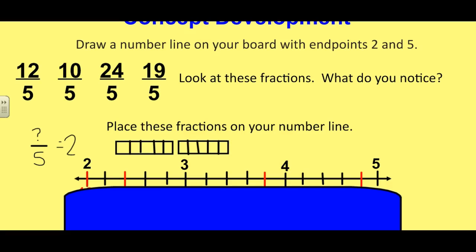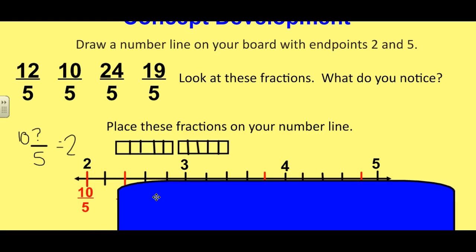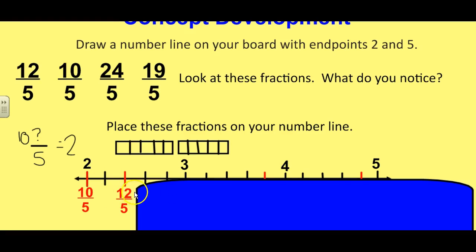So altogether I would shade in 10/5, and I know that this number that goes at the top as my numerator is 10. So 10/5 is actually going to go right under 2. So you need to be putting that on your number line. And then we know that the next one is 11/5. We know that the next one is 12/5. So that's where 12/5 is going to go.